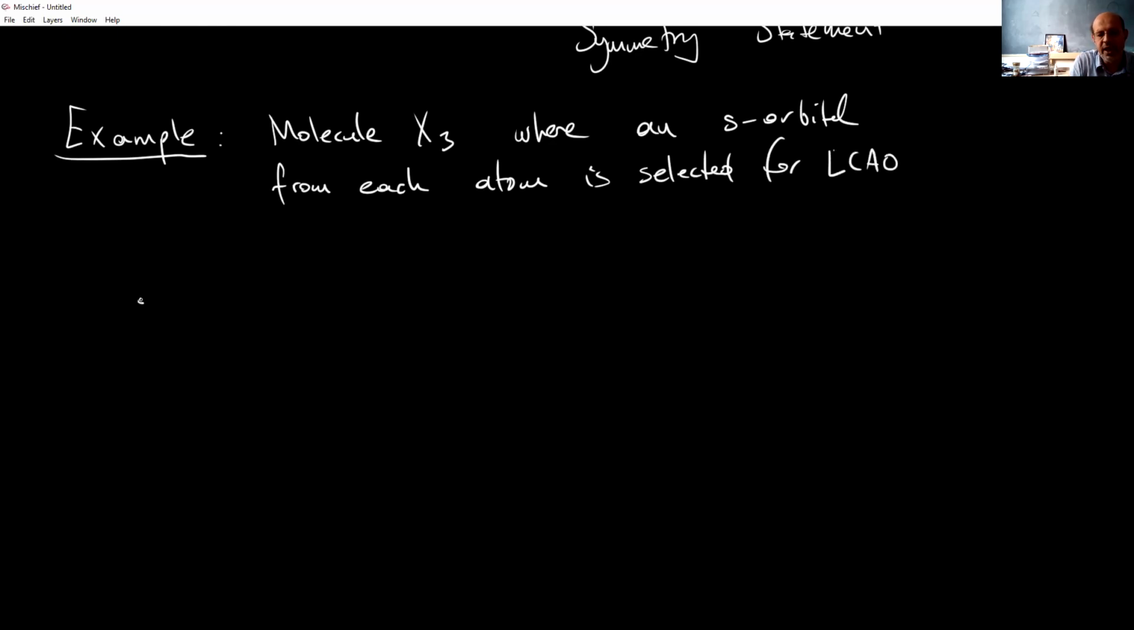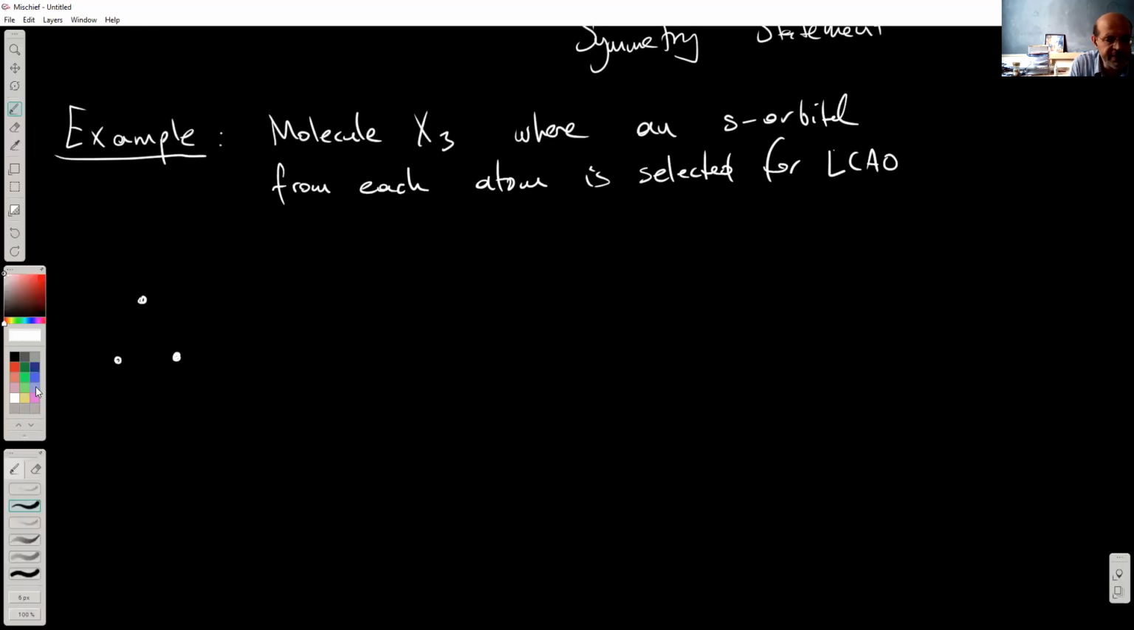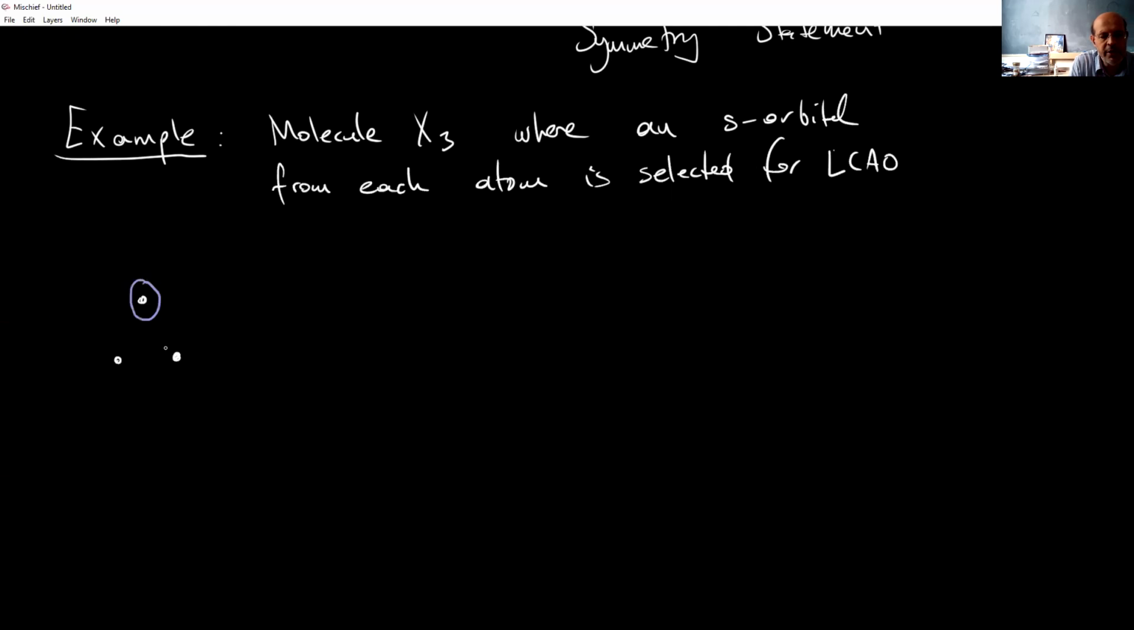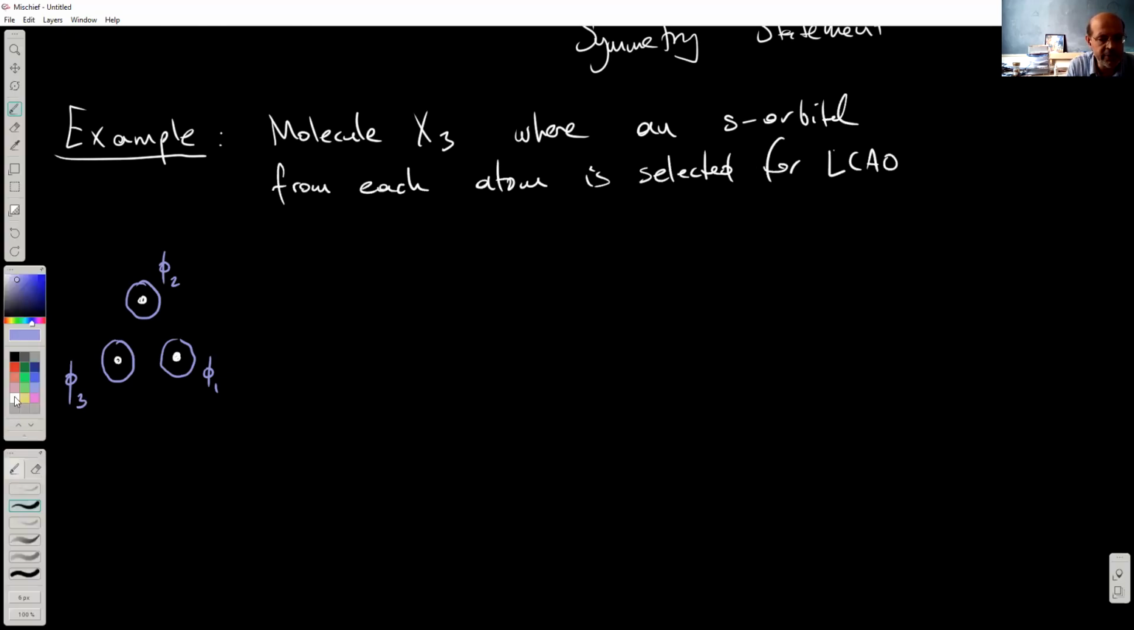Okay, so I'm considering some kind of a molecule with 3 atoms, 3 identical atoms, like, for example, ozone. Ozone is just an example. However, I'm just going to choose orbitals. Each one of them is an s orbital, might be a 1s, 2s, doesn't matter. But I'm just going to call them phi1, phi2, and phi3. All right? So that's the example that I'm going to choose.